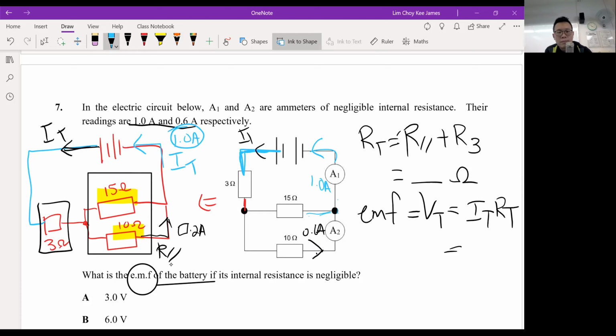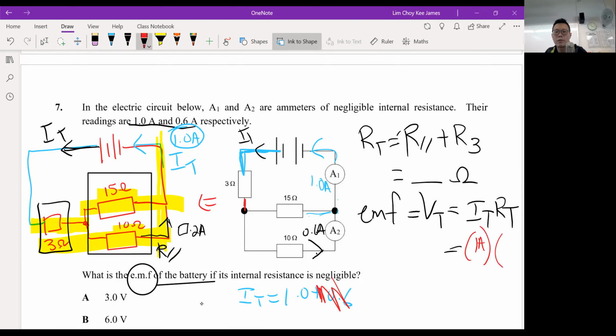amp. One of the common mistakes that students make is that they thought the 1 amp and 0.6 amp are currents in individual branches, so IT should be 1 plus 0.6. If you make this mistake, it means that you are not sure about the arrangement. So you need to revisit the circuit itself to make sure you know how the circuit is arranged. If you are sure, you will know that IT refers to only 1 amp.